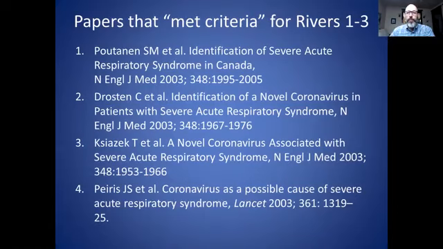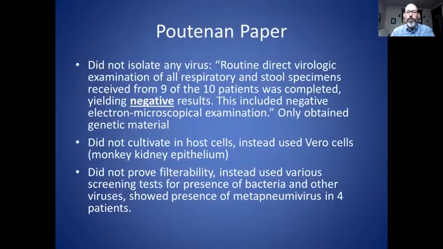So here are the 4 papers that I mentioned that are footnoted that supposedly satisfy the first 3 criteria of Rivers. So Puto, Drosten, Kaziacek, and Paris. And please forgive me if I'm mispronouncing any of those names. And these are all about the SARS coronavirus from 2003. So let's look at the Puto paper first.